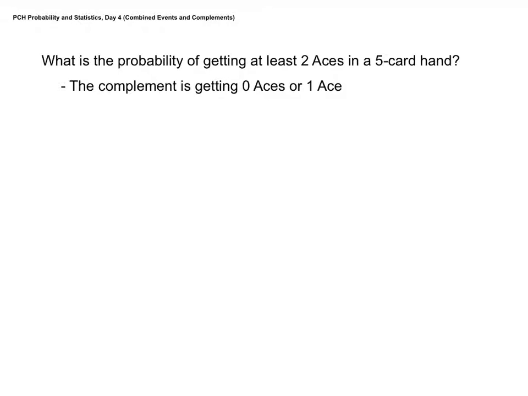Okay? And then I would subtract those from the 100%. Yeah, 1 minus that. I think that's the 2 aces. Okay? So, identifying what the complement is in a given situation is important to be able to do. Yes? So it would be 1 minus the probability of 0 and the probability of 1? Yeah, it would be 1 minus the probability of no aces and the probability of getting 1 ace.